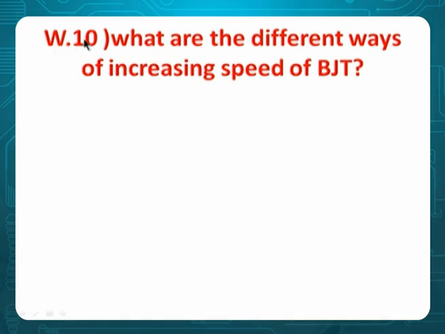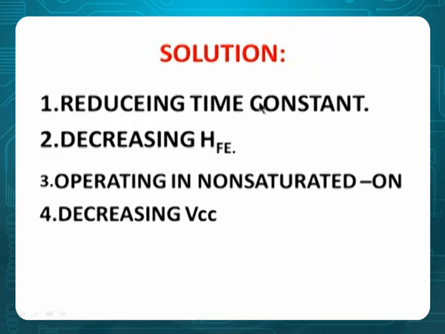Last question, question number 10. What are the different ways of increasing speed of a transistor? What are the different ways? Solution: reducing time constant, decreasing beta, operating in non-saturated region, and decreasing VCC. These are the things. If you do all these four, you will get the best, fastest one, which is none other than ECL. That became the fastest of all among all BJT logic circuits.